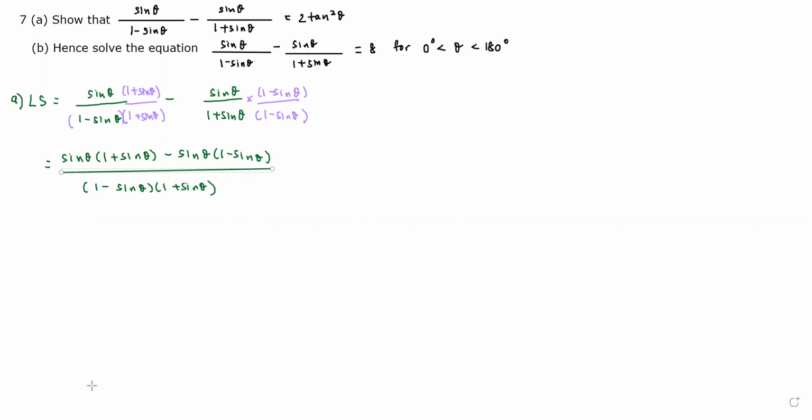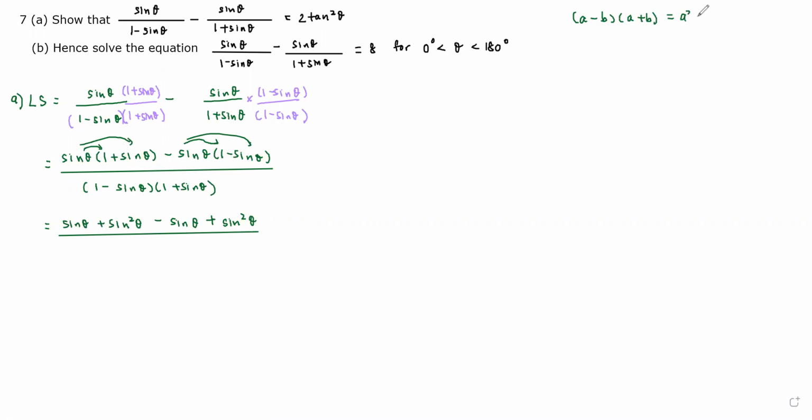We can expand the numerator for both terms to obtain sine theta plus sine square theta minus sine theta. The two negatives become a positive sine square theta. In the denominator, we have (1 minus sine theta)(1 plus sine theta). This is the same as (a minus b)(a plus b), which is a difference of squares. Then we have 1 minus sine square theta in the denominator.